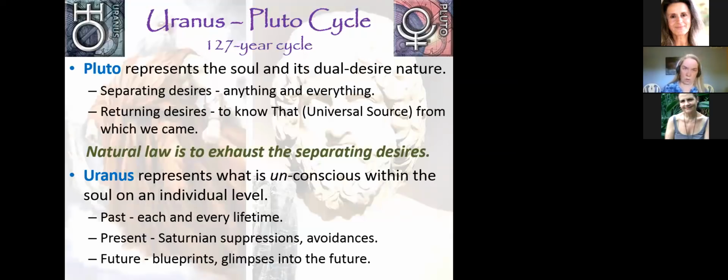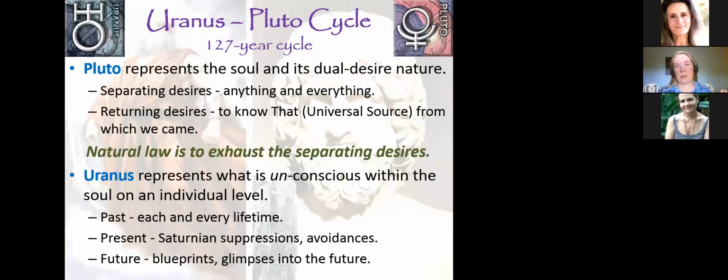to universal source. Now, most of us, as we're going through these different evolutionary states of consciousness, consensus, individuating, spirituating, we have both of these dual desires operating within us at all times. Consensus will have a tendency to just keep repeating it with more separating desires. As we learn to expand consciousness into individuating, spirituating, we start to have that returning desire become more and more conscious. Now, from the perspective of evolutionary astrology and natural law, it is natural to exhaust the separating desires.